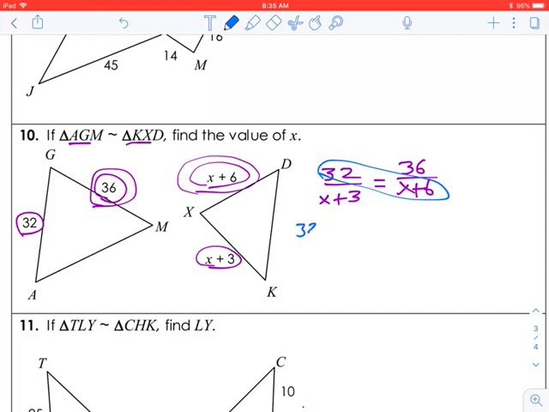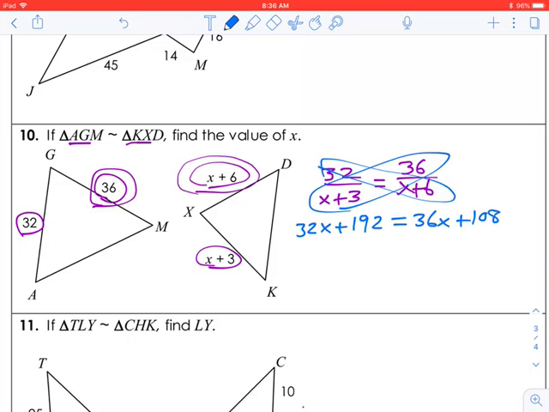So I've got 32 times that. That's going to be 32x plus 32 times 6 is 192. Remember, you always need to distribute. Goodness, I can't write. Hold on a second. Equals, there we go. And then 36 times x is 36x, plus 36 times 3 is 108.